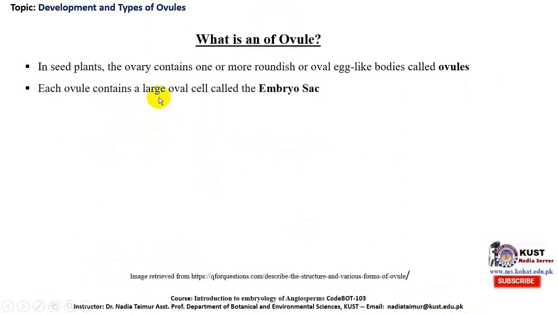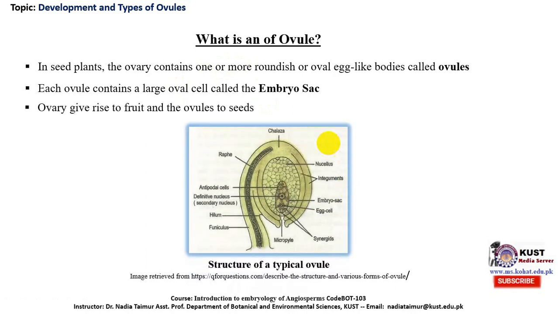In seed plants, the ovary contains one or more roundish or oval egg-like bodies called ovules. Each ovule contains a large oval cell called the embryo sac. The ovary gives rise to fruit and the ovules to seeds. This image represents the typical structure of an ovule, and this is the embryo sac which is present inside the ovule.